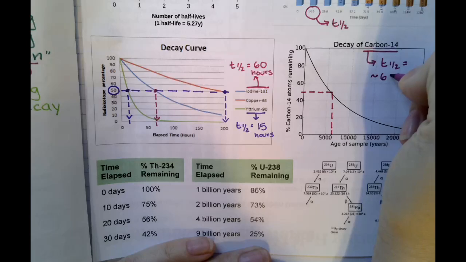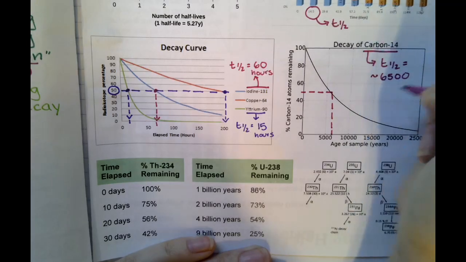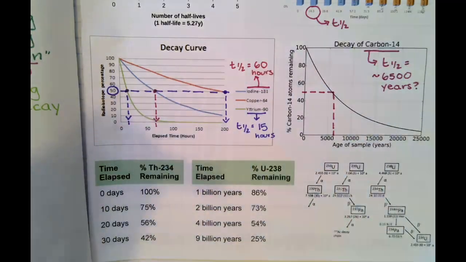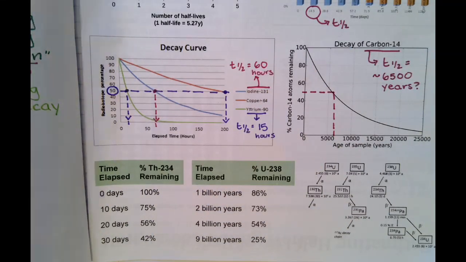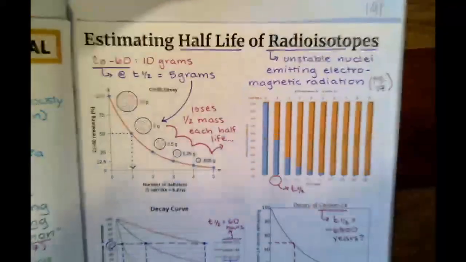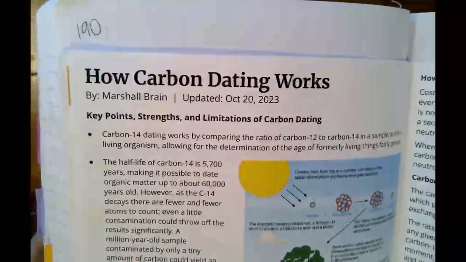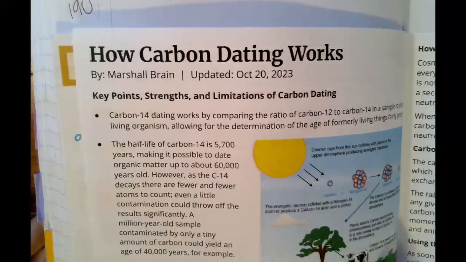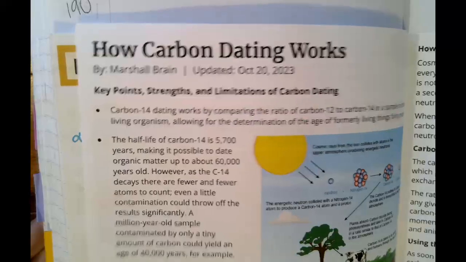About 6,500 years. And again, this is just an estimation, which actually brings me to another piece of learning that you should opt into. On the inside of this, you can learn about how carbon dating works. Okay. Ooh, look, our half-life, 5,700. We were off, but not crazy off.